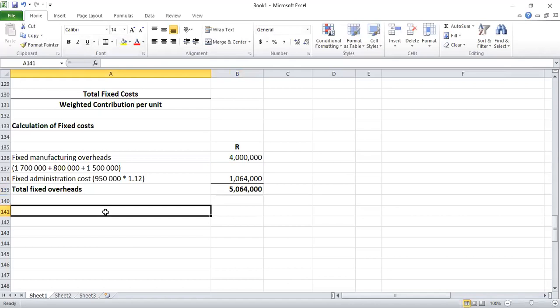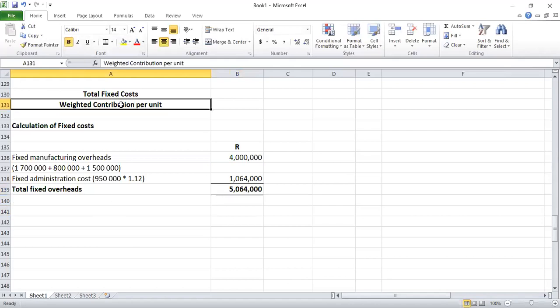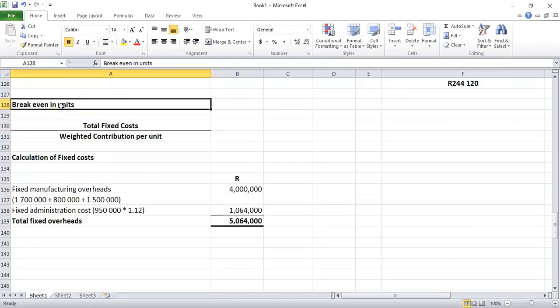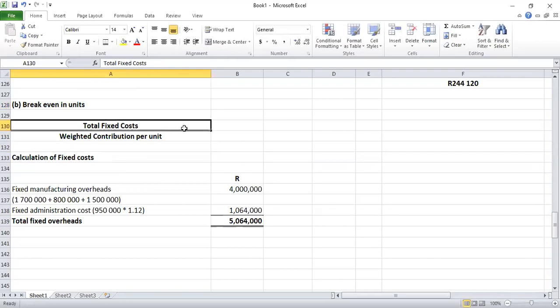Right. Then for us to get our weighted contribution, so you see my line of thinking. First of all, I know that they want the break even. So I determine what it is that I need to calculate the break even. And I know that I need the total fixed cost and the weighted contribution. So I found the fixed cost. So I need to know my weighted contribution.